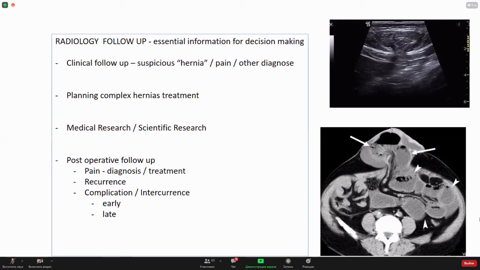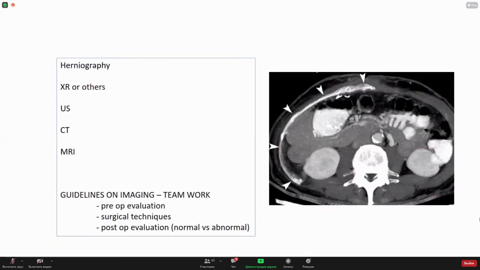Sometimes I don't like to call them complications, because we know that not all situations are really complications. So we normally call them intercurrences. I don't know if the word is correct.